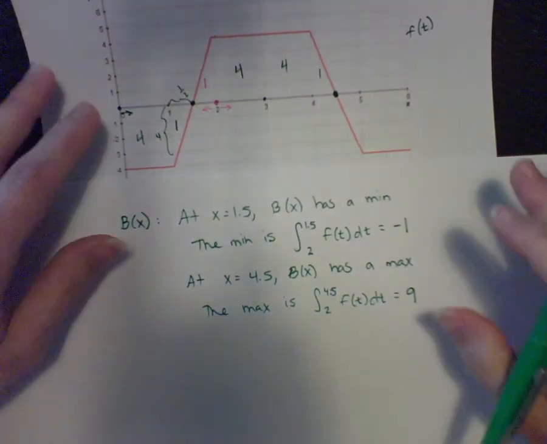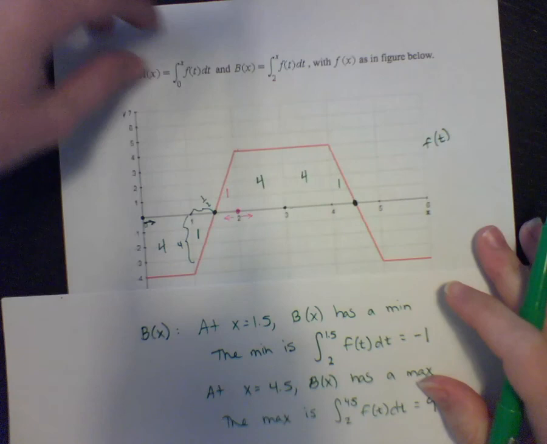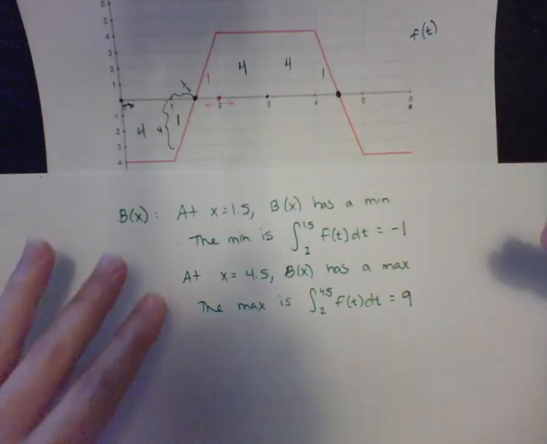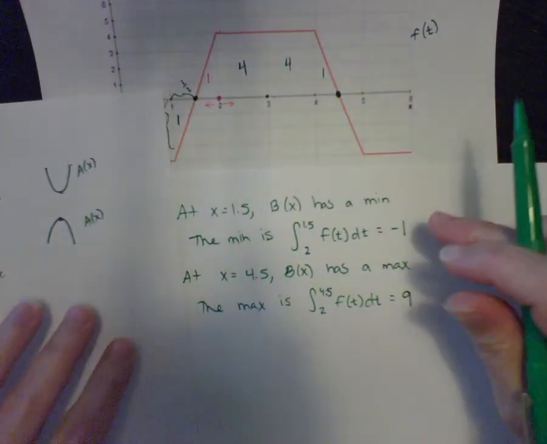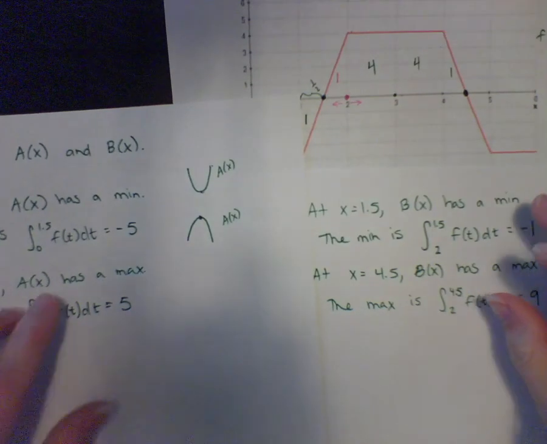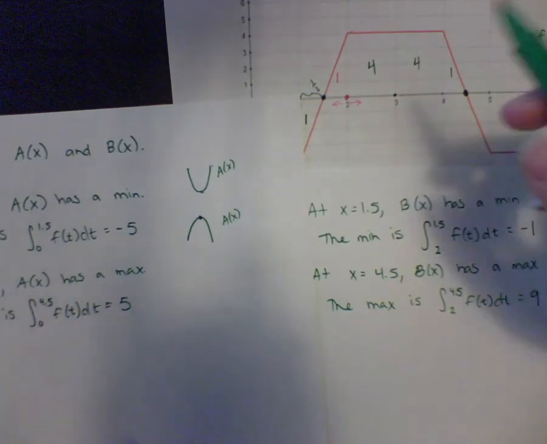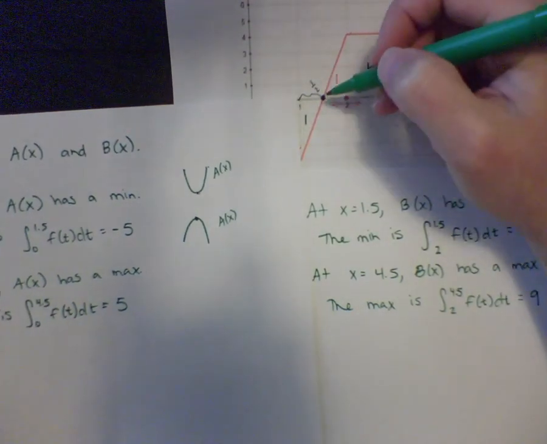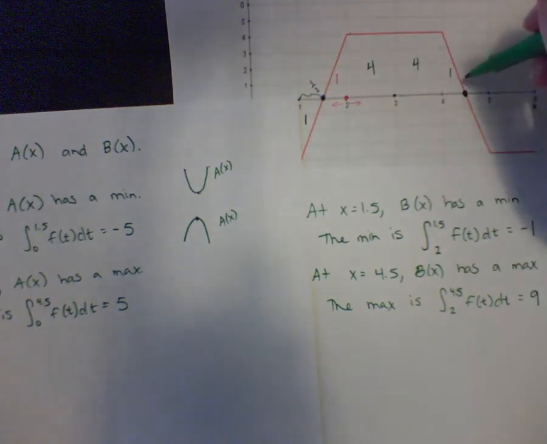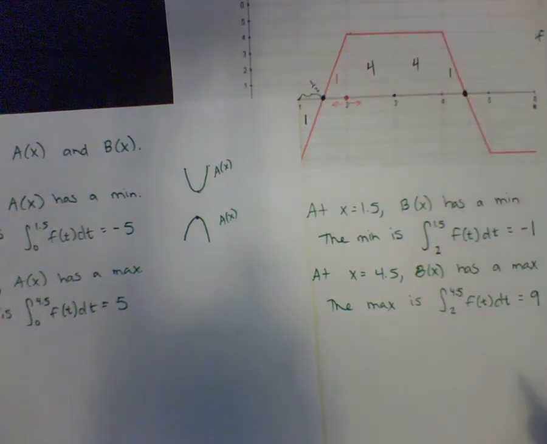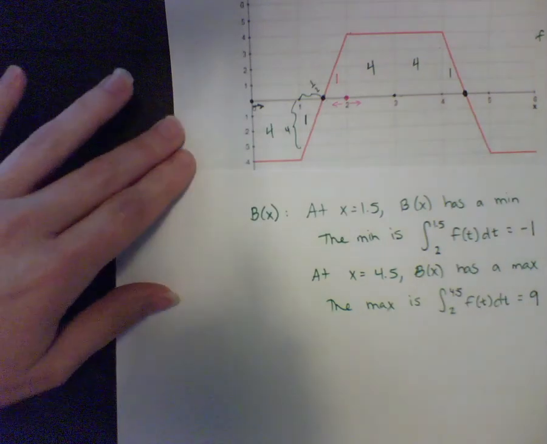So again, it really does matter where your area function starts. Notice though that a and b did have the same x-coordinate for the max and the min. And that's basically because our f function goes from negative to positive versus positive to negative, which kind of gets back to what we had talked about in that particular section.